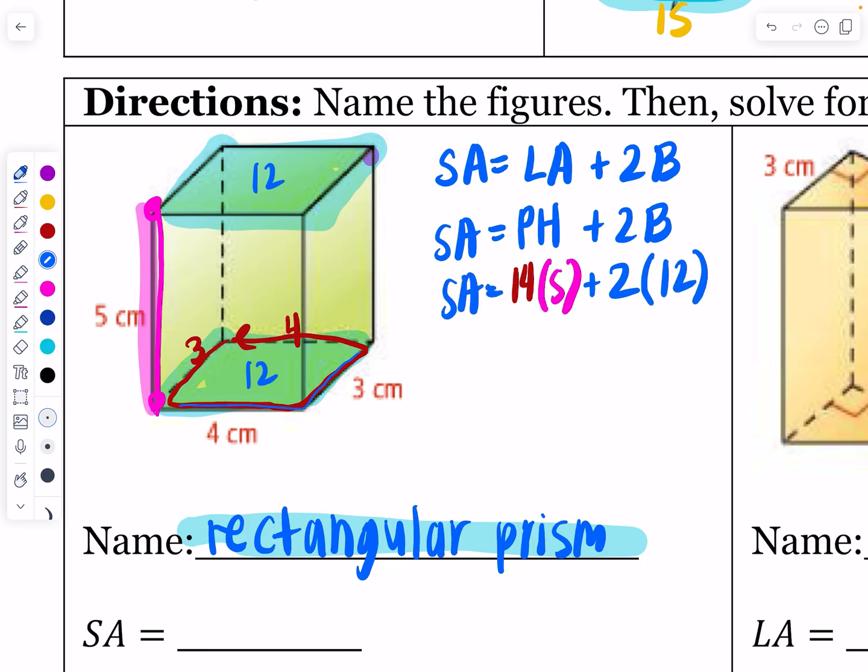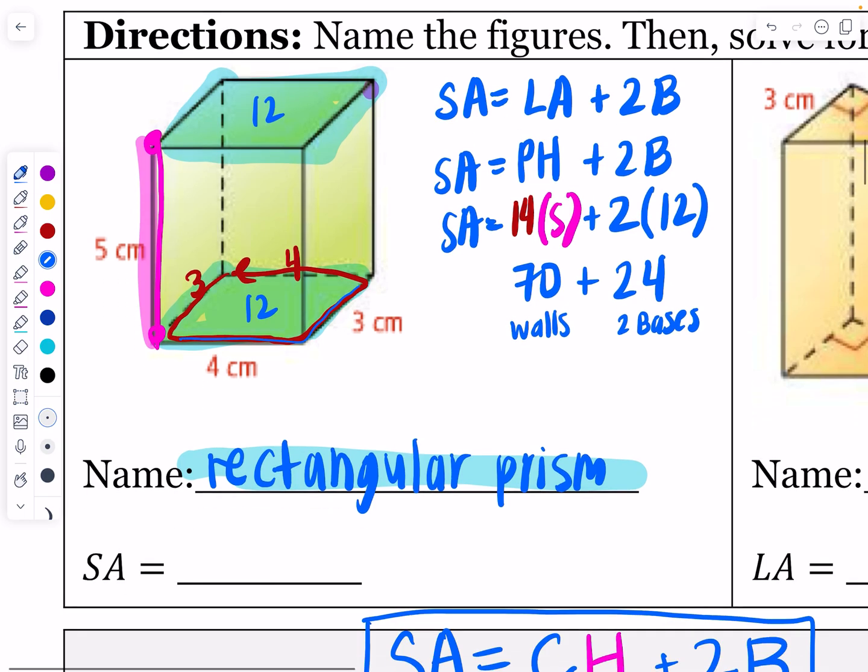And so we're going to find our surface area by calculating this. 14 times 5 gives me 70. So that is going to give me a lateral area of 70 centimeters squared. That's my walls. Plus 2 of the bases makes 24. So there's my walls, and then there's my 2 bases. When you add those together, 70 plus 24, what is my surface area? 70 plus 24 gives me a surface area of 94 centimeters squared.